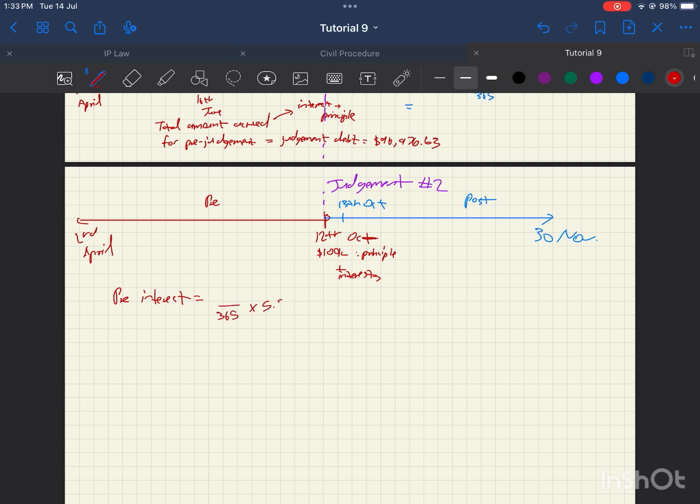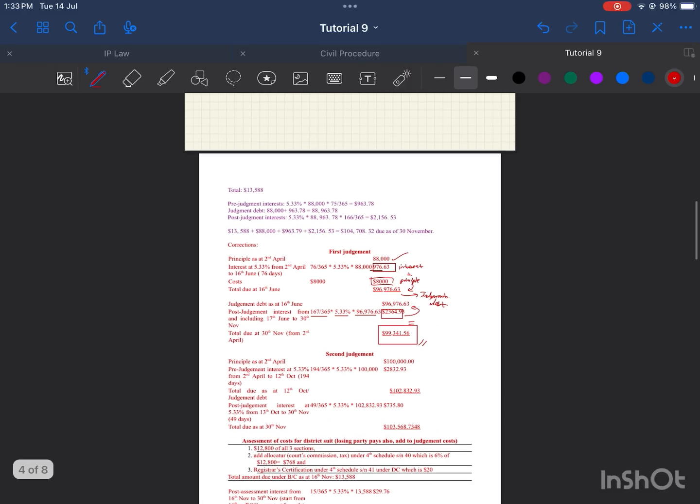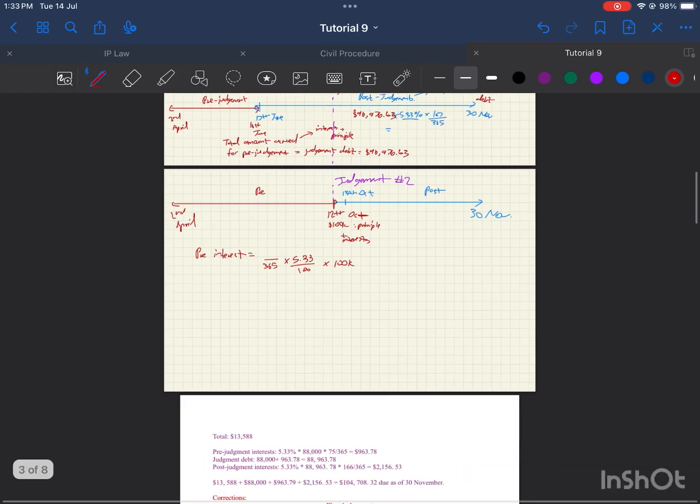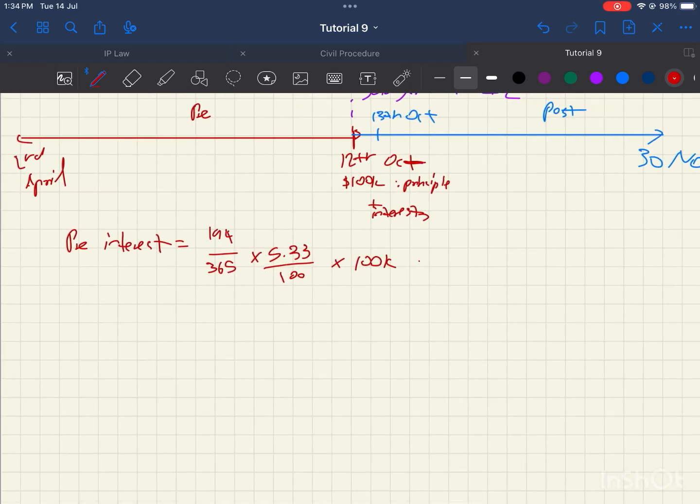And how many days is from 2nd April to 12th October? Well, I can't remember. So let's just look at the answer. 194 days. And I hope you're working this out as we go along. We get $2,832.93. And this is just the interest. And remember, you got to add up the interest and the principal.